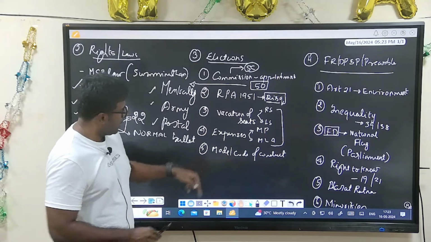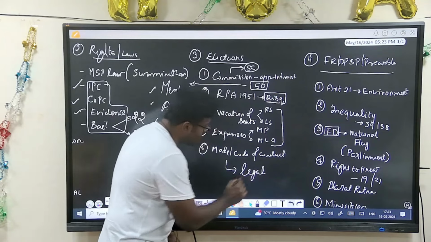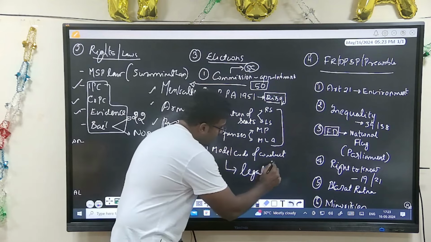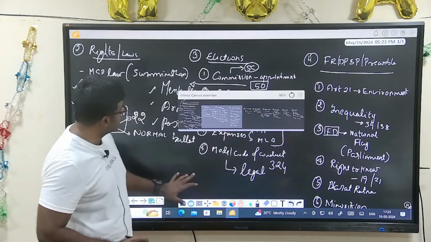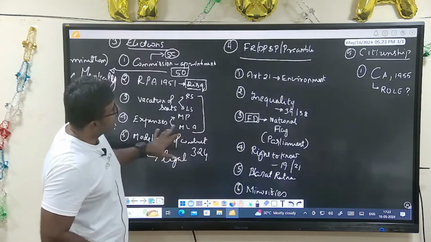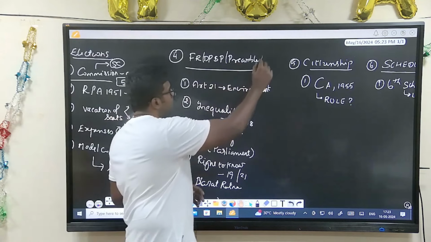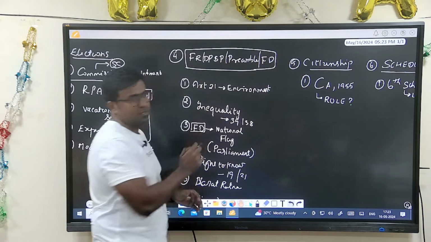Does it have any legal backing? Under what article is this done? This is the Election Commission. The fundamental rights, DPSP, preamble, and also fundamental duties have to be studied together. It cannot be studied separately.